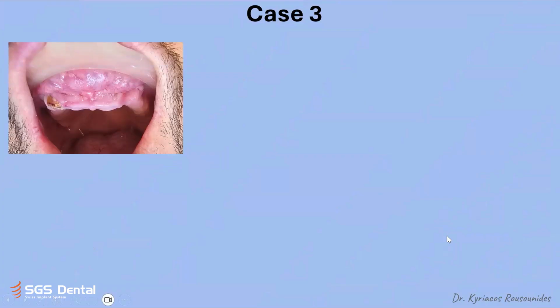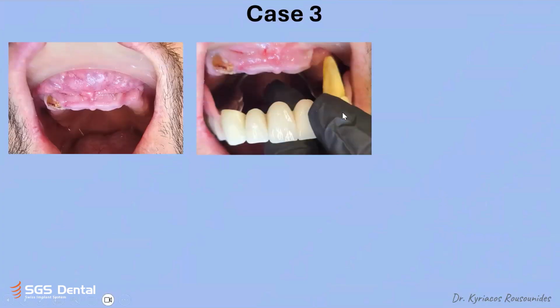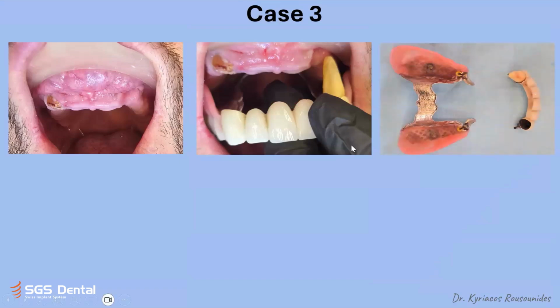The same with case 3. This is an older case, a case of someone for whom it was very difficult to come to us because of his social conditions. We see that he came to us with a broken canine, number 13, and number 23 was out. He brought us the whole prosthetic, like you see.